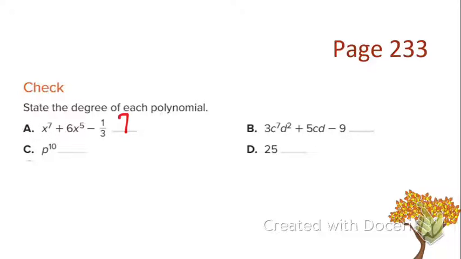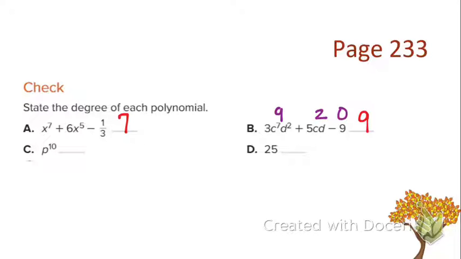Now, to find your degree when there's more than one variable, you have to add the exponents in each term. So for this first term, your degree would be 9. What's the degree of this 5CD? What would be your degree? 2, because you're adding together 1 plus 1. And what's the degree of negative 9? 0. So you simply go with the highest number. And the highest number is 9. So that would be your degree.